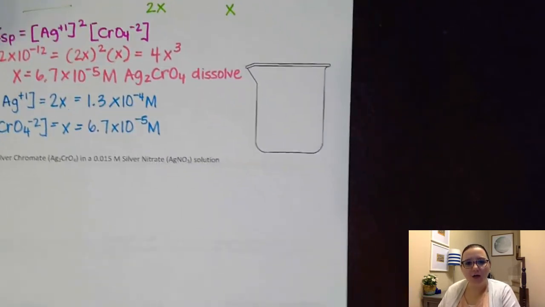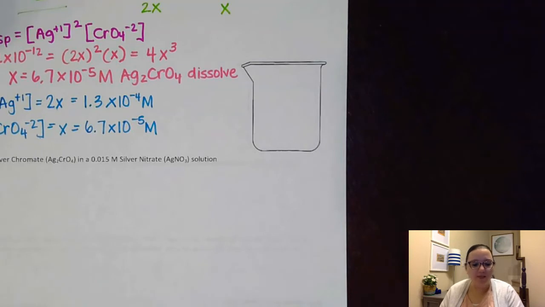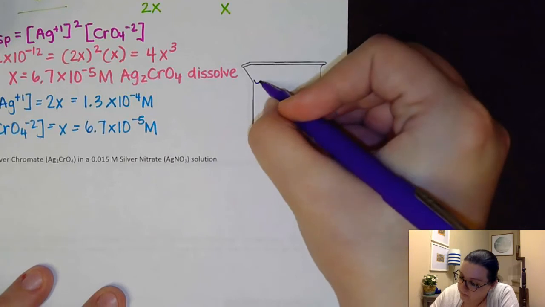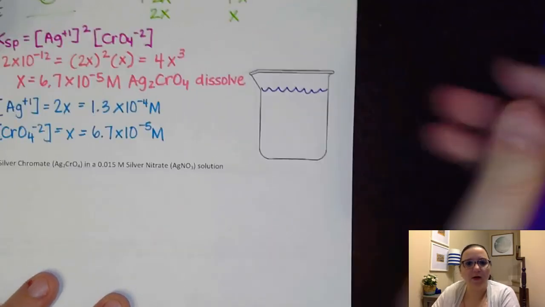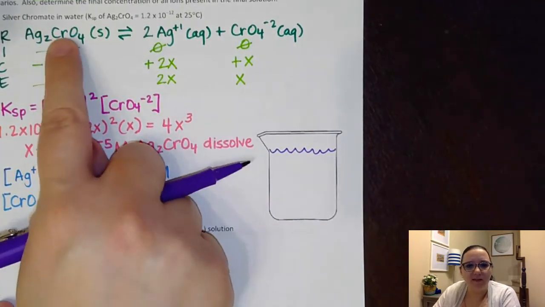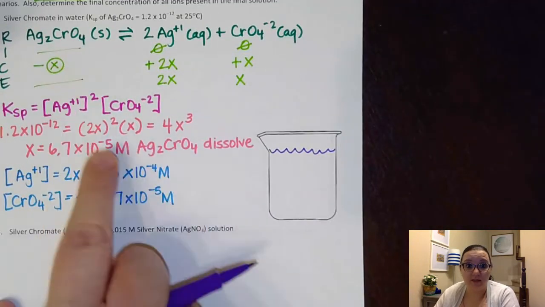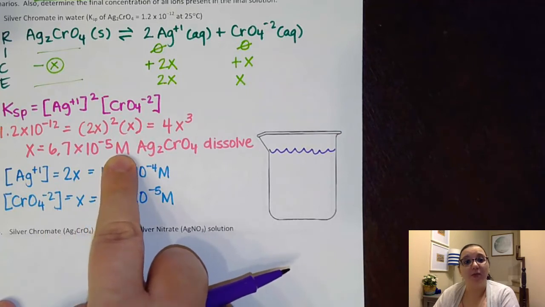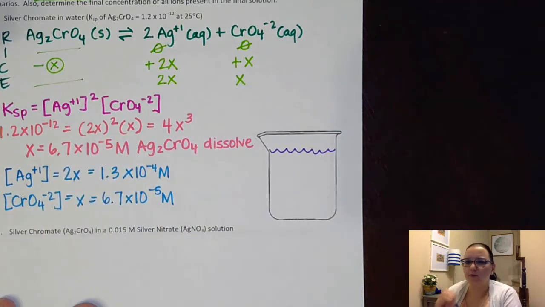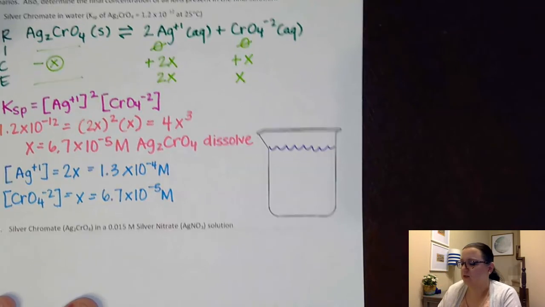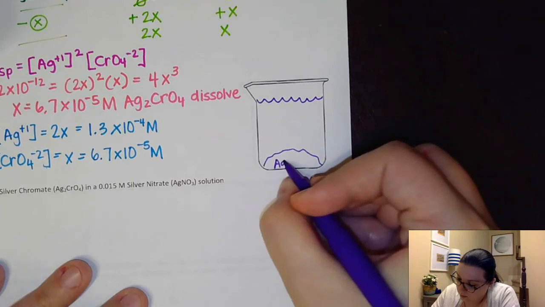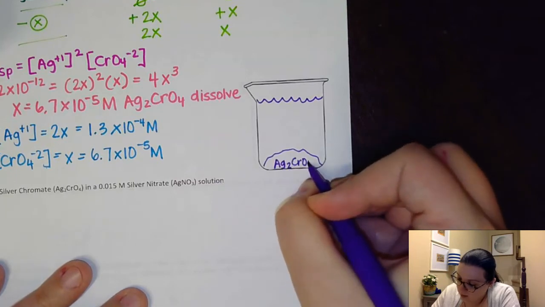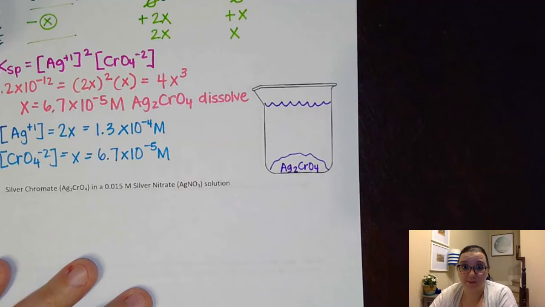But now let's do something a little bit different. I'm going to talk about what this would look like in a beaker of water. So I have my water here. What I would do is I would put that silver chromate in there. Now remember, this is dissolving very little. Okay, this is a really tiny amount. So what that means is I'm putting in a lot of the silver chromate and only a small part of it is dissolving. So what that means is the bulk of the silver chromate is going to be sitting down here at the bottom as a precipitate.